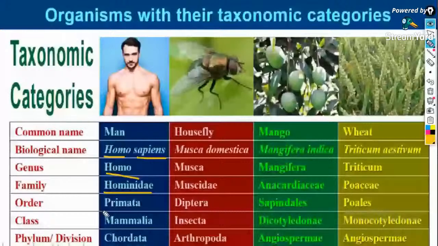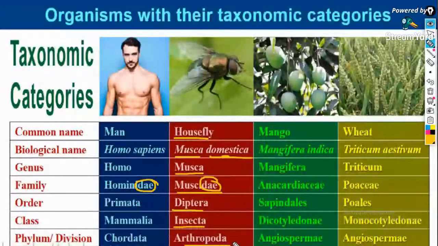Okay, next one is housefly, Musca domestica. Musca is the genus, domestica is the species. Family Muscidae. Look, in the case of animals, the family name ends with idae: Muscidae, Hominidae, Felidae. The order is Diptera, class Insecta, phylum Arthropoda. I hope it is clear.